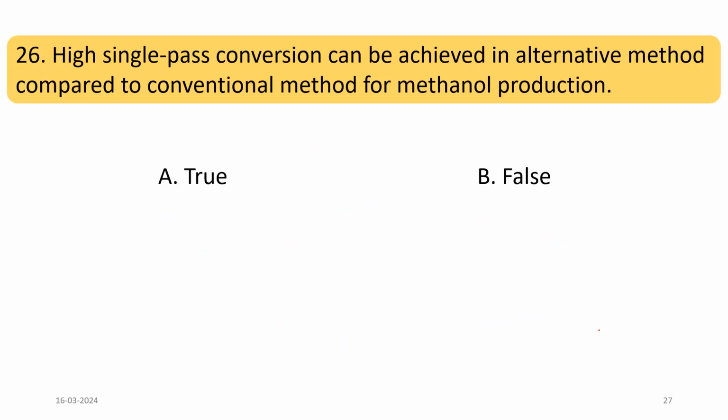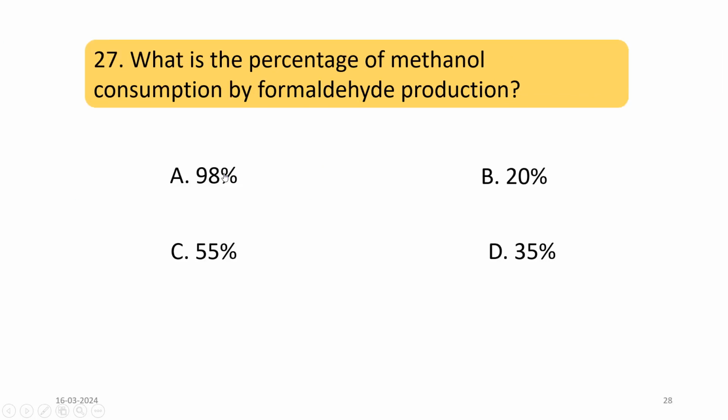Next question: High single pass conversion can be achieved in the alternative method compared to the conventional method. So in the alternative method, high single pass conversion of methanol can be achieved than the conventional method. So that will decrease the expenses associated with the syngas compression, right? That is why it is true.